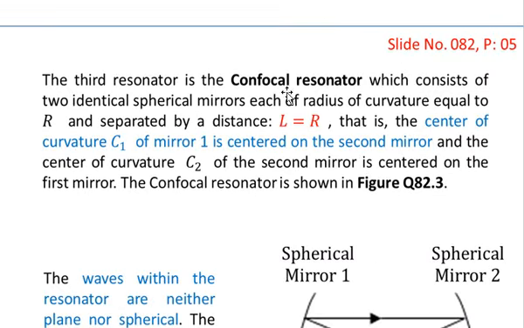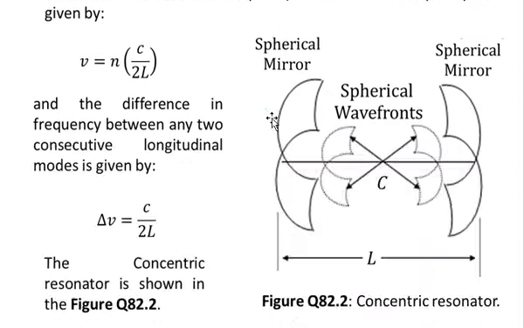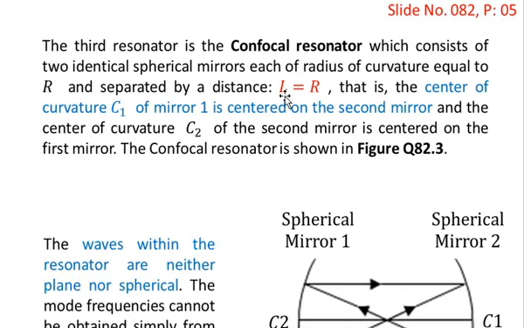The third resonator is the confocal resonator, which consists of two identical spherical mirrors, each of radius of curvature equal to capital R. So the story is the same as the previous one, but now they are separated by a distance capital L is equal to R. In the previous case the separation was L is equal to 2R. Now in the confocal resonator the separation is L is equal to capital R. That is, the center of curvature C1 of mirror 1 is centered on the second mirror, and the center of curvature C2 of the second mirror is centered on the first mirror.